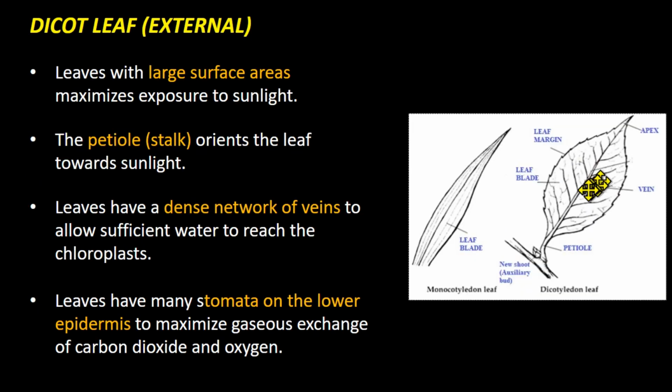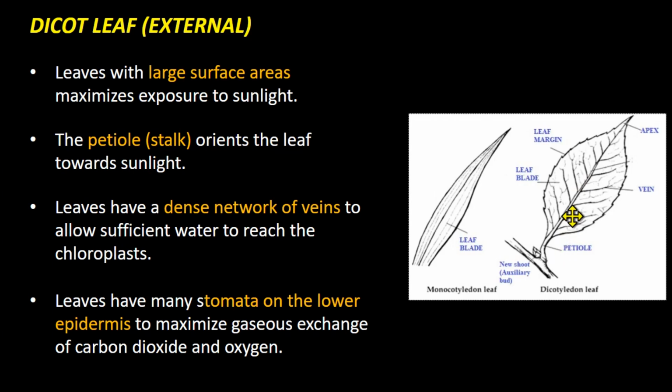Here we have a drawing of a dicot leaf, and you should know how to draw this and label it and annotate. The annotation should be in relation to how it helps to maximize photosynthesis. So the leaves with a large surface area, or basically a broad leaf blade, helps to maximize exposure to sunlight because more chlorophyll is exposed to the sunlight. Then we have the petiole or the stalk. This would help to orient the leaf towards sunlight, kind of like phototropism.